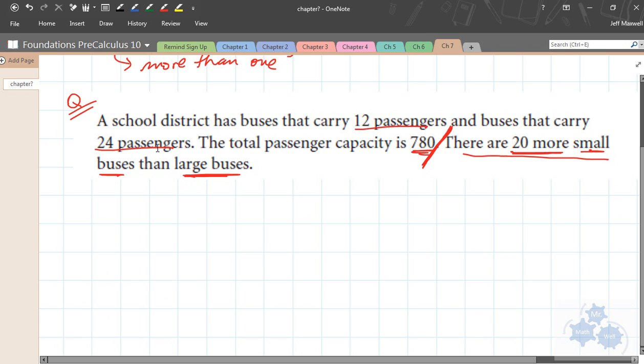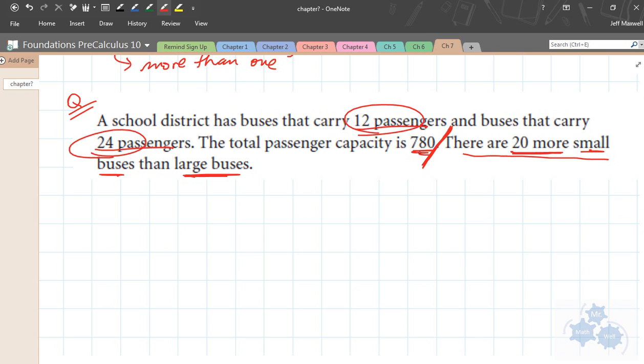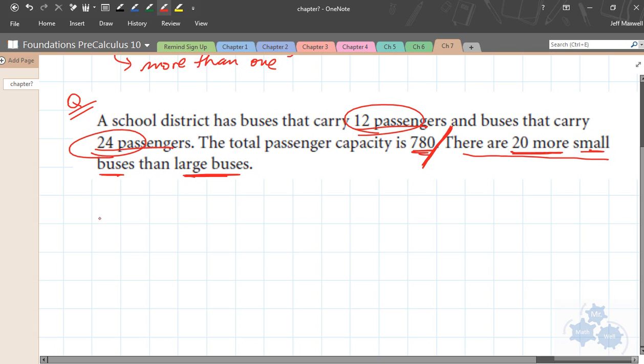780 kids. Okay, so how many buses would we need? How many 12-passenger buses and 24-passenger buses could we combine to get 780 kids? So why don't you take half a minute right now and come up with how many 12-passenger buses and how many 24-passenger buses. Just take 30 seconds and see if you can come up with a solution to this first part, okay?